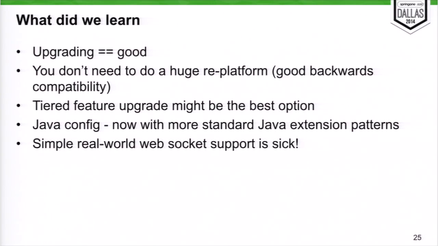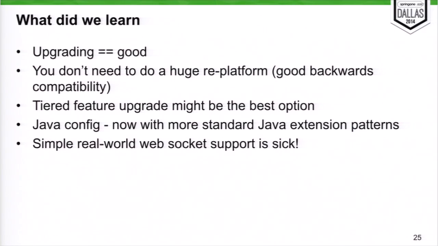It's really good for backwards compatibility, and it also future-proofs you. If you want to use Java 8 or any of that kind of stuff, you can start to take advantage of that immediately. Tiered feature upgrades might be the best option. I mentioned things like the Servlet, the Spring Security 3.2 filter, some of this Java config stuff that it sounds like a lot of people still haven't quite updated yet. Things like the resource handling stuff. That sort of tiered upgrade is probably what makes the most sense.